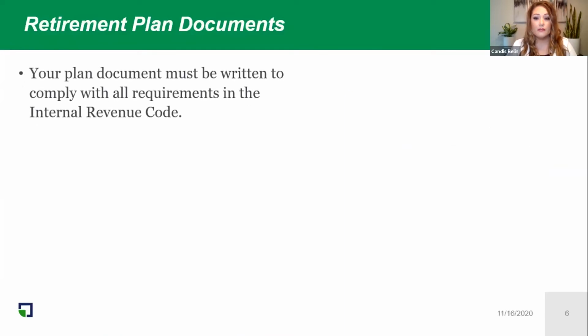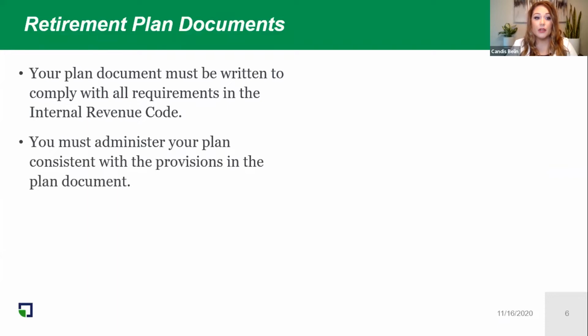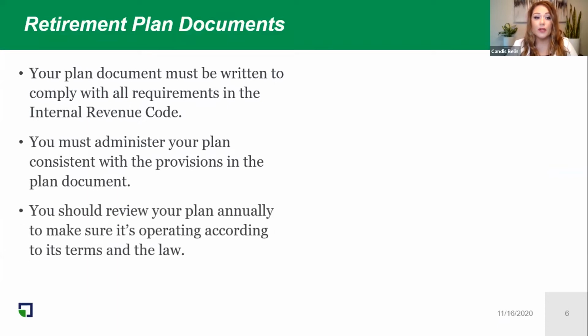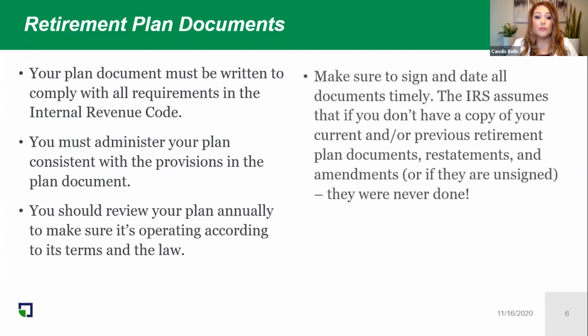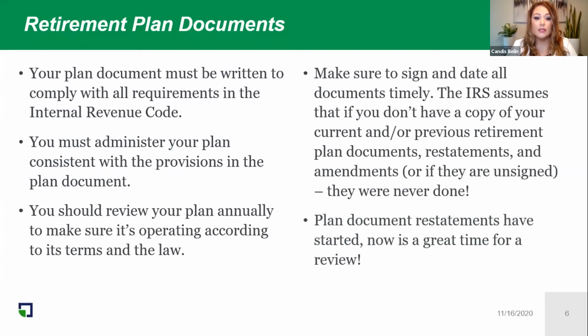So a plan starts with a document. It's required to have a plan document that complies with all the requirements in the IRS code. You must administer your plan consistent with the provisions in your document, and also review it annually to make sure it's operating according to its terms. If you've had any changes within the year, that's something that you're going to need to bring to the attention of your retirement plan consultant so they can help you with that.